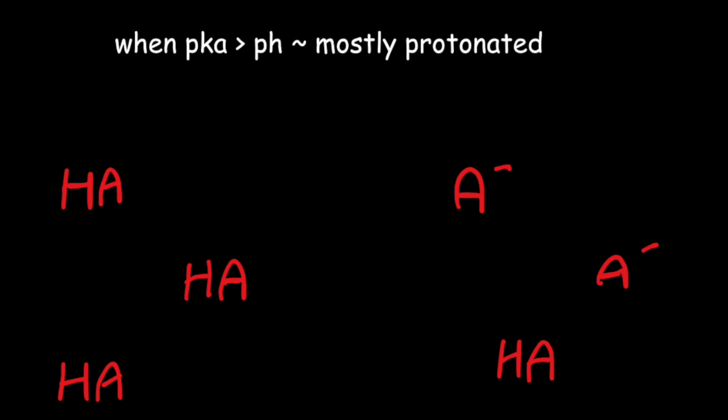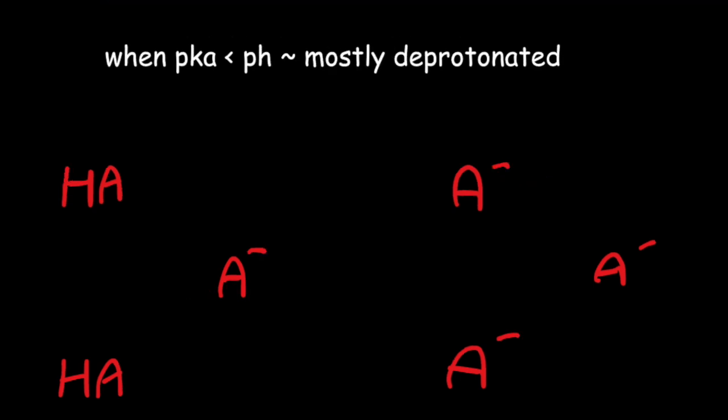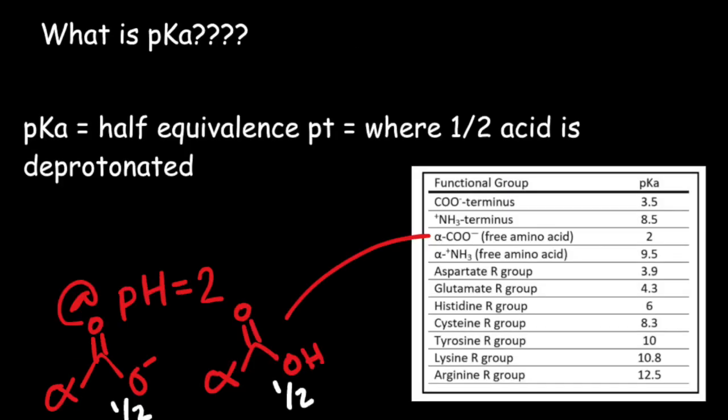When pKa is greater than the pH, most of the acid is going to be still protonated. It's not going to be fully deprotonated because the solution is so acidic. However, when the pKa is exactly the pH, half of the acids are going to still be protonated and half are going to be deprotonated. Now, when the pH is greater than the pKa, most of the acid's going to be deprotonated and become the conjugate base. Now, what does this have to do with amino acids and polypeptides?